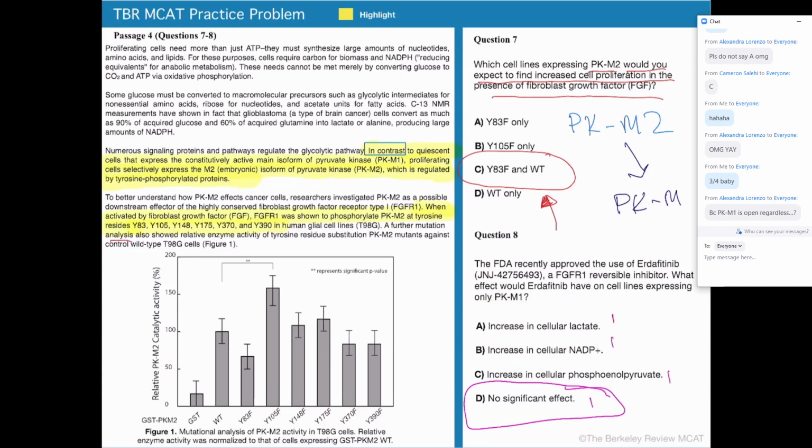Lactate, that's the end of lactic acid fermentation. NADPH, or NADP, sorry. This is the electron carrier that turns into NADPH in the pentose phosphate pathway. You'll learn about that later, but for now you can eliminate it because it says we need a lot of NADPH. Right here, we're asking about concentrations of phosphoenolpyruvate. So why is the answer D?